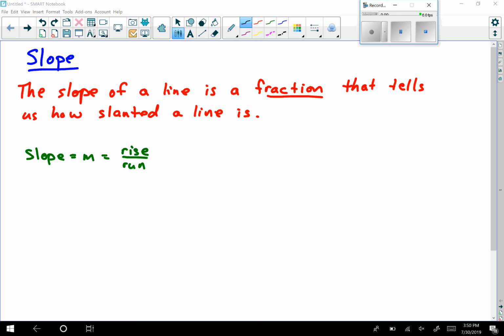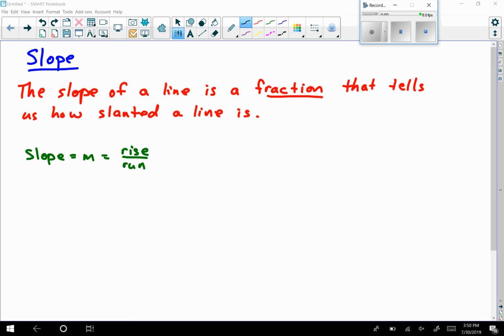In this lesson, I will go over how to calculate slope by looking at a line that's already graphed. I've already mentioned this in a couple other lessons if you've started to view them, but the slope of a line is defined as a fraction. So it's always going to be a number, and we always want to put it in fraction form. And that tells us how slanted a line is going to be.